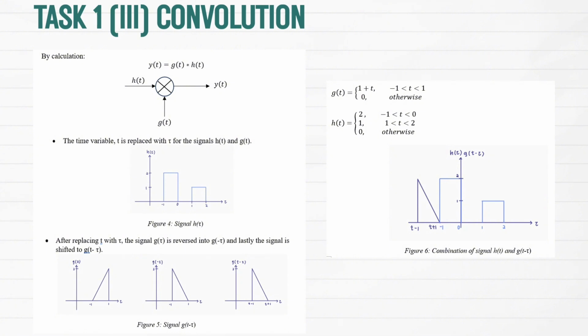A convolution is an integral that expresses the amount of overlap of one function when it is shifted over another function. In this question, a signal h(t) is multiplied with another signal g(t) to produce an output signal y(t). This is the equation of the convolution operation.